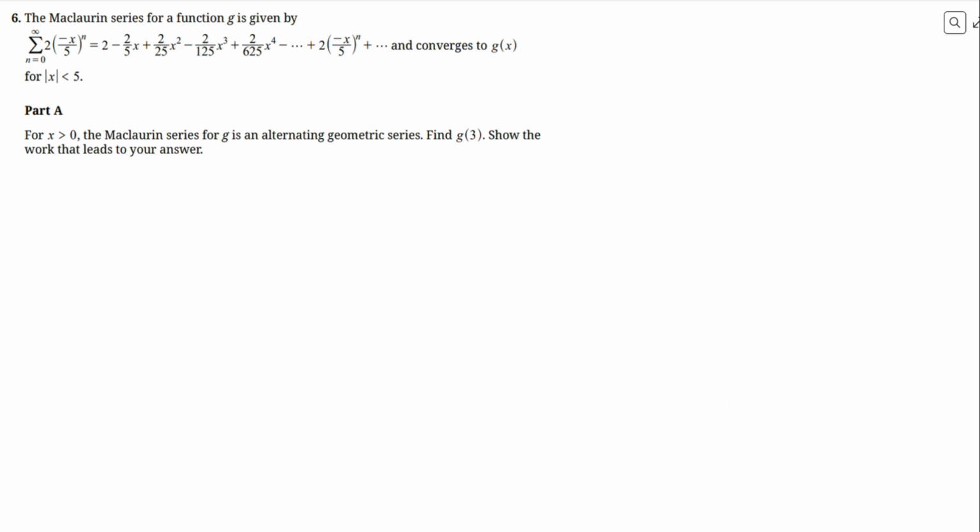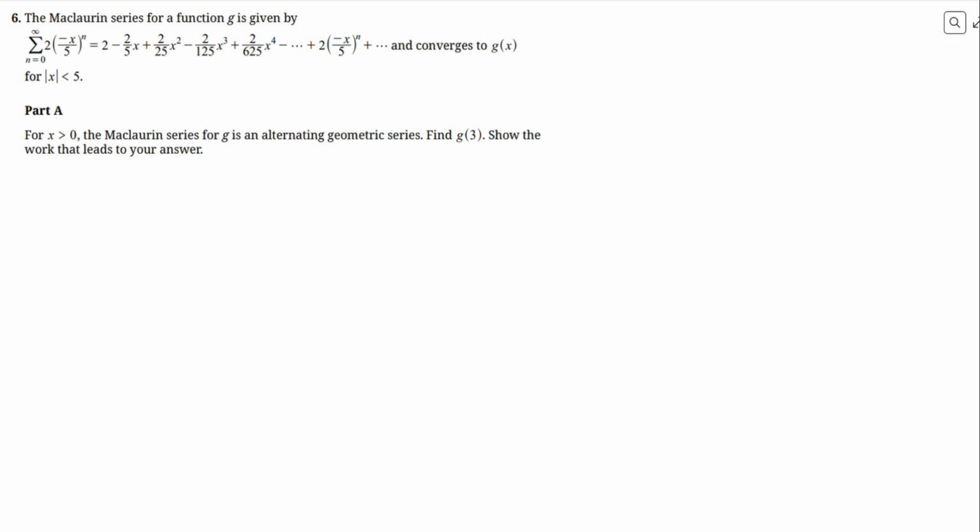Okay, so this question is from the 2026 AP Calc BC FRQ section. This is the last question and it's on Maclaurin series. Now, part A tells us that the Maclaurin series for g is an alternating geometric series, and then it asks us to find g of 3. Well, how do we do that?